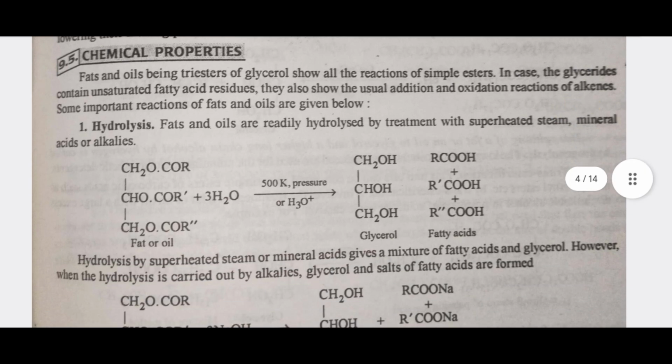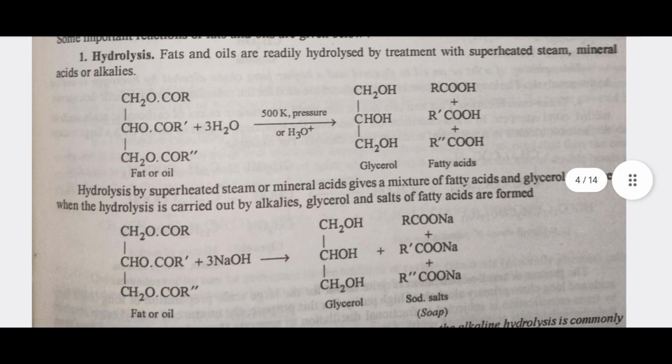Hydrolysis. Fats and oils are readily hydrolyzed by treatment with superheated steam, mineral acids, or alkalis. फैट और ऑयल की जब हाइड्रोलिसिस होगी 500 के टेम्परेचर और प्रेशर पे तब ग्लाइसरॉल और फैटी एसिड मिलेंगे. Hydrolysis by superheated steam and mineral acids gives a mixture of fatty acids and glycerol.